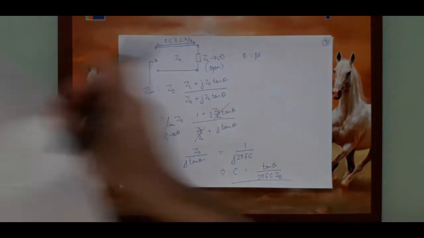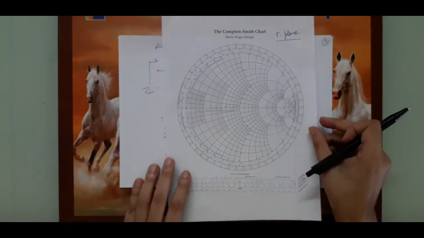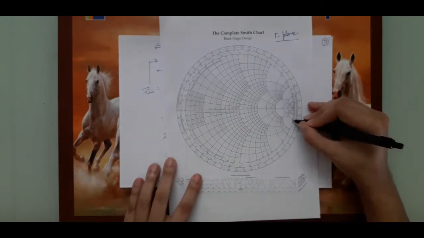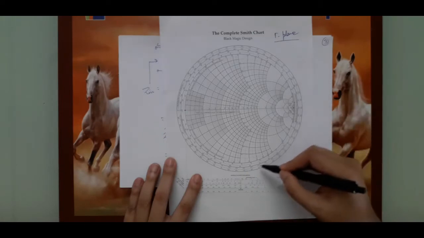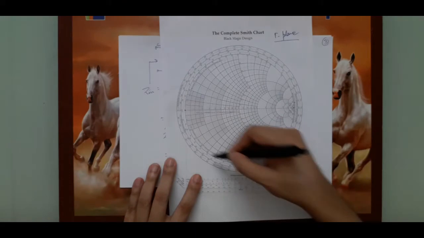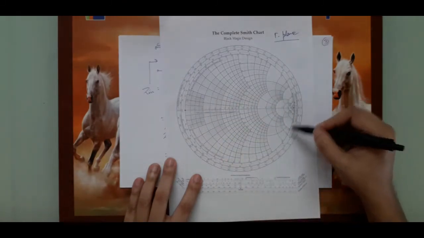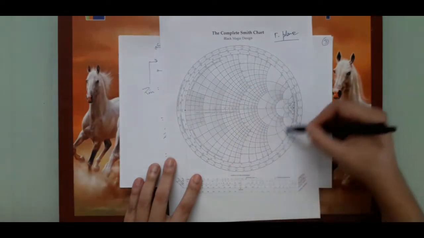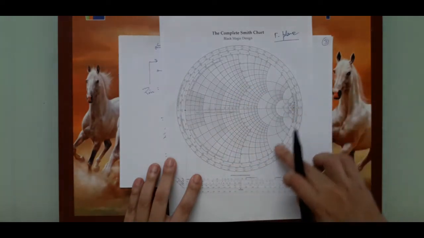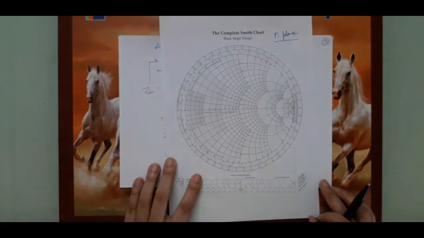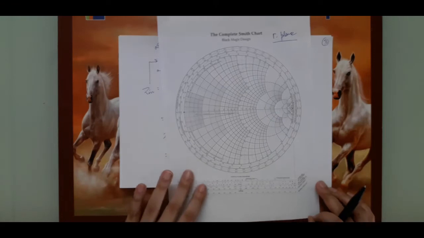So just to repeat what we have been discussing, if you start from the open circuit point and move away, but you don't move more than lambda by 4, then in that case your impedance will always be purely capacitive. You will always be on the outer periphery of the lower half of the Smith chart. So that is how it is.